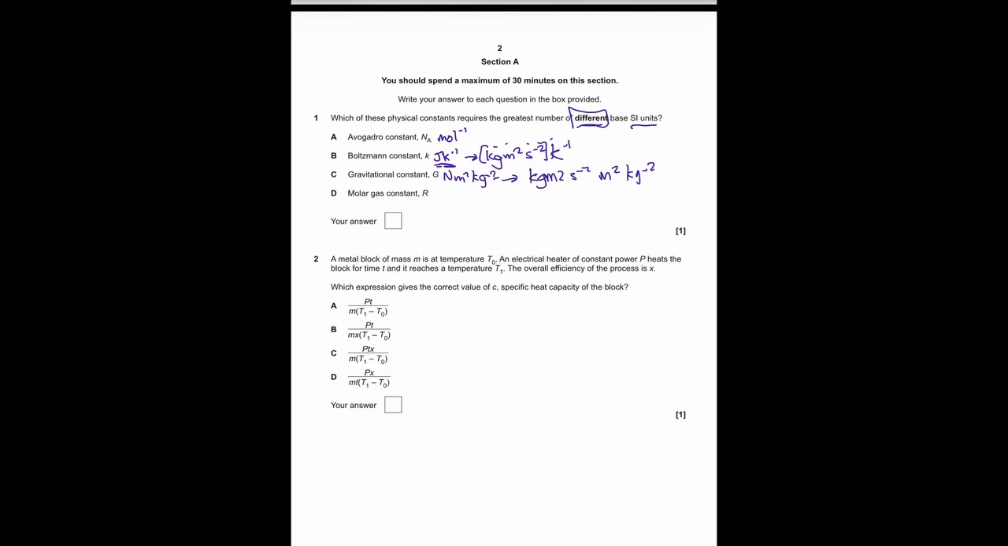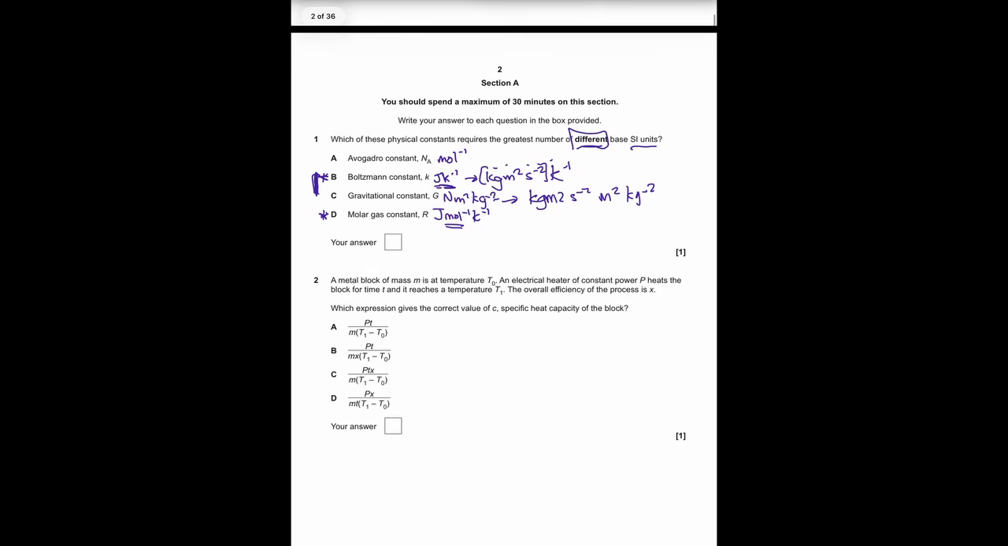Now for the last one, the molar gas constant. I know that is joules per mole per kelvin. Now I don't even need to break this one down, because if I know that this one is a joule per kelvin, and this one's a joule per mole per kelvin, did I actually need to do all that? I could have probably saved a bit of time by just doing these two and seeing which of those has got the most, because I know that D is going to have one more than B, because they're the same, but this one's just added a mole. So I could have just done B and C, and to be fair, I don't have to do D.